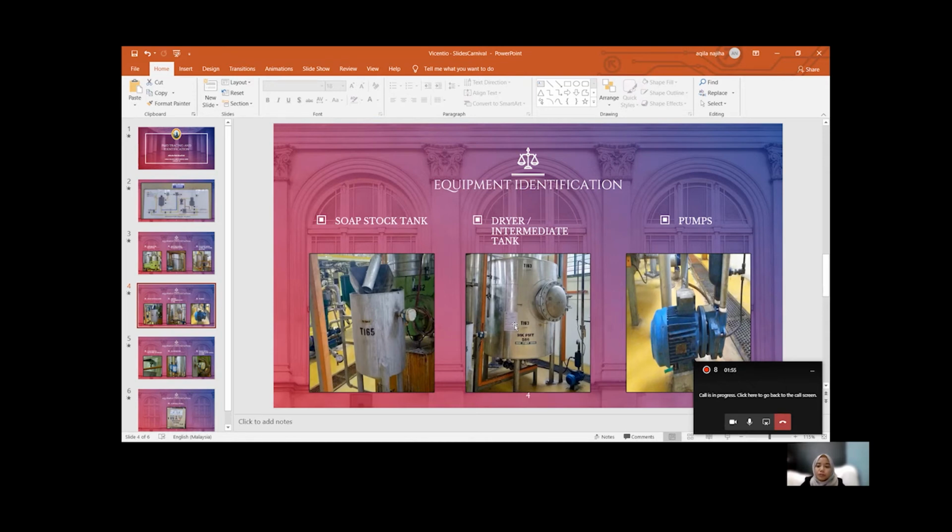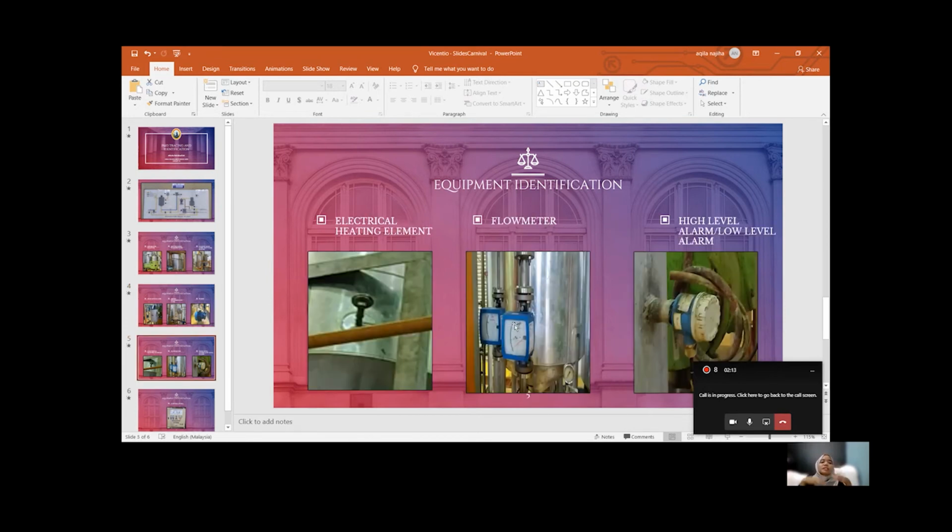And moving forward to pumps, which accelerate the transfer of fluid from one location to another. And then the electrical heating equipment, flow meter, which measures the pressure of the oil and hot water in the separator process. And then high level alarm or low level alarm, which goes off to notify the operator if the level of the liquid is too high or too low.